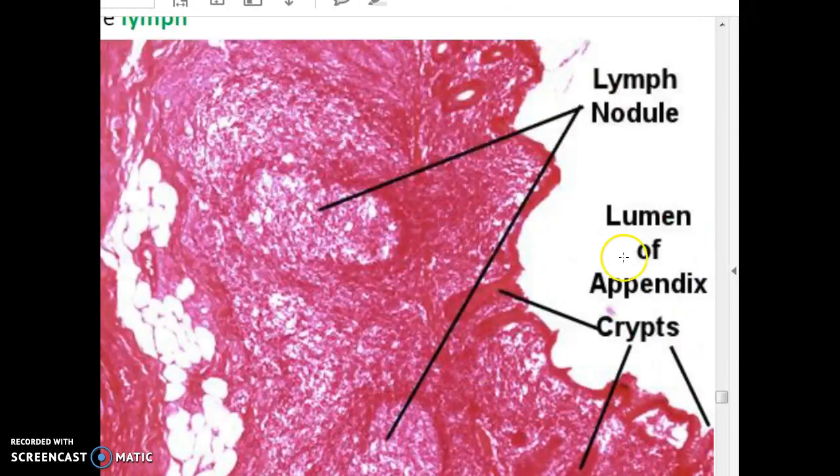So this is what the appendix slide looks like, or at least our appendix slide. So we have lymph nodules, and we have a rather smooth, roughly smooth, compared to other parts of the intestine, mucosal layer. And then you have crypts that have stem cells in them. And here's a bunch of fat.